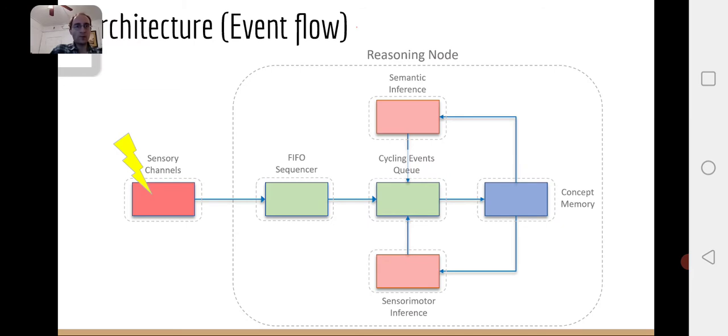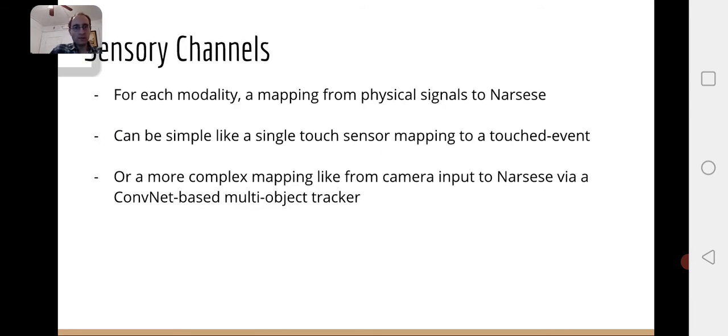But we will go through this in more detail now. So on the left are again the sensory channels, which essentially, for each modality, realize a mapping from physical signals to NARS events. This can be something simple like a touch sensor, which maps to a touched event, but it can also be a more complex mapping, like from camera to NARS via a convolutional neural network based multi-object detector or even tracker.